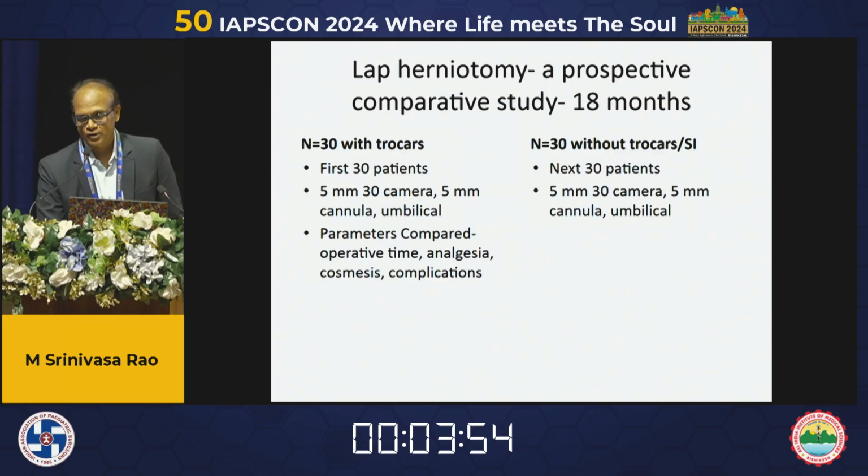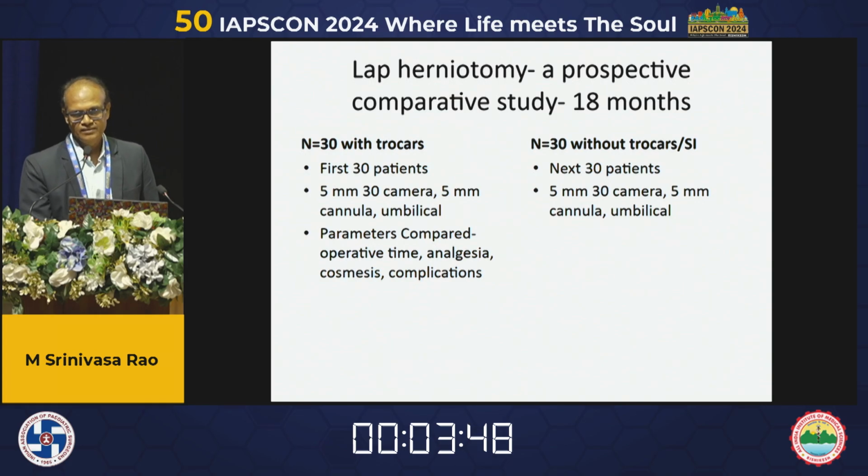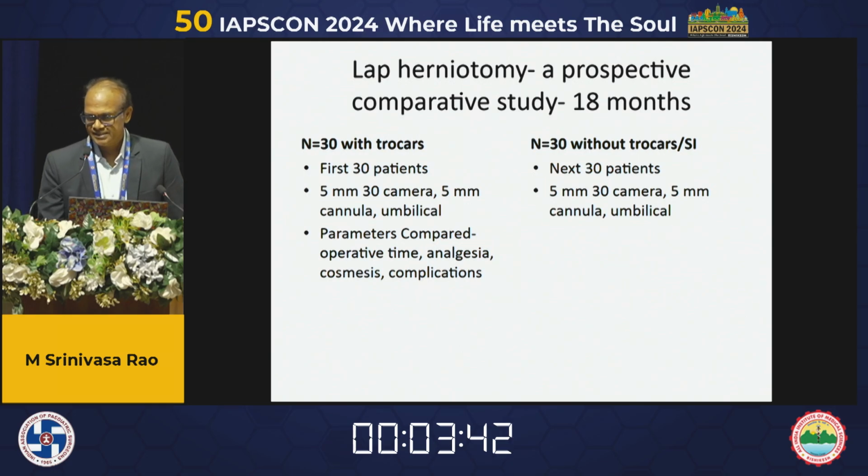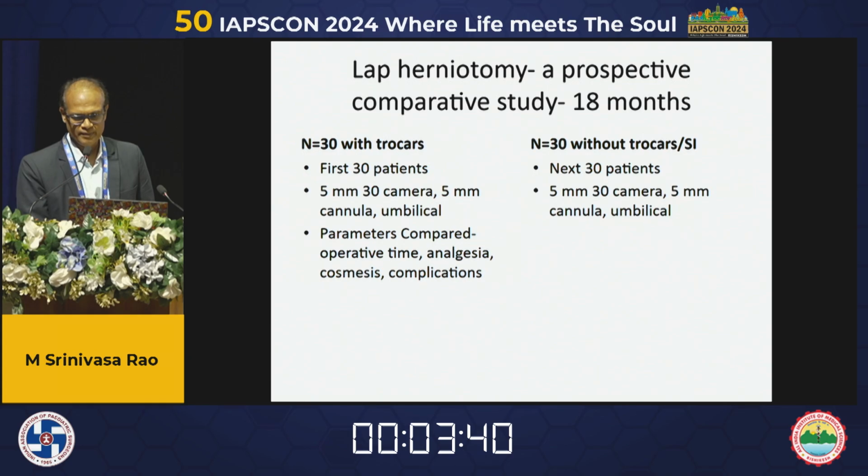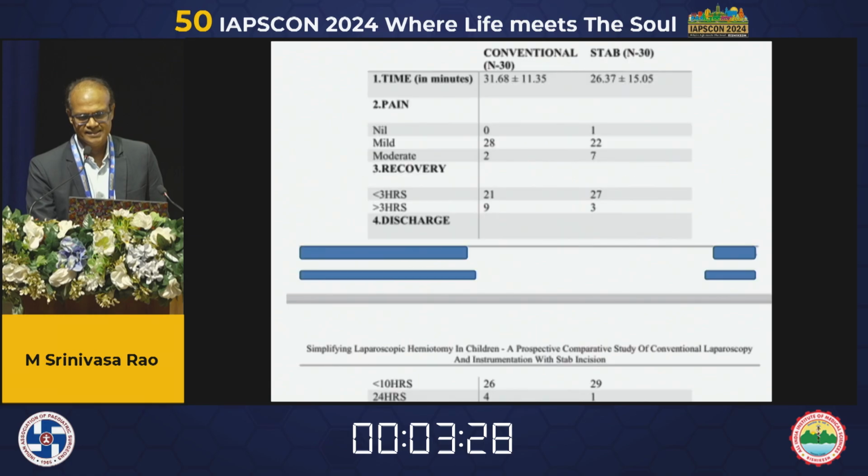This is a prospective comparative study done over 18 months. The first 30 cases were selected for laparoscopic herniorrhaphy using trocars. The next 30 patients were selected for the stab incision method. In both procedures, we used a 5 mm 30-degree camera through a 5 mm cannula in the umbilicus. We measured variables such as operative time, analgesia, cosmesis, etc.